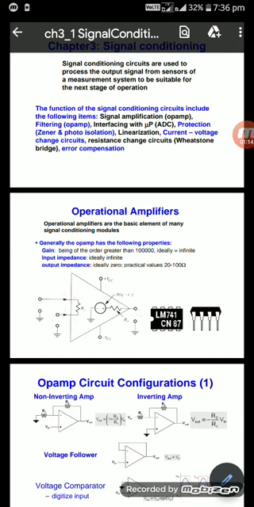The functions of a signal conditioning circuit include the following items: signal amplification, that means op amp, filtering, and interfacing with the microprocessor, that means analog to digital conversion. Interfacing to the µP, where P means processor. ADC means analog to digital converter.